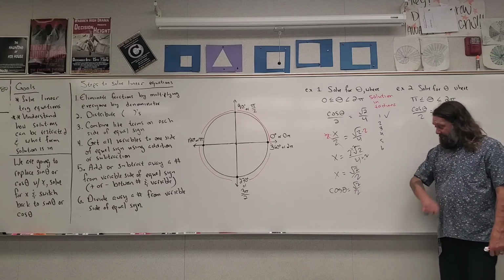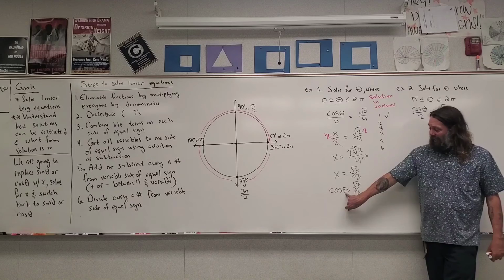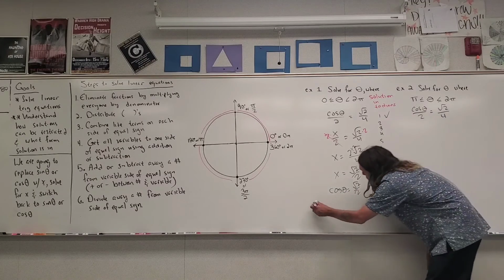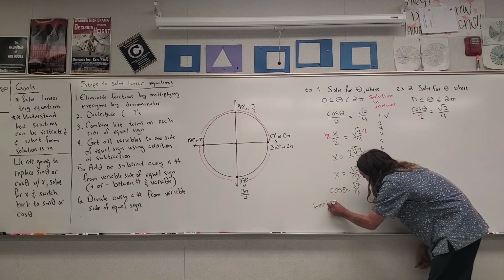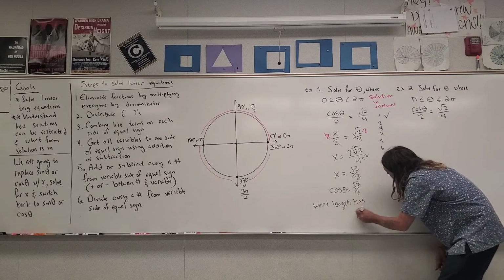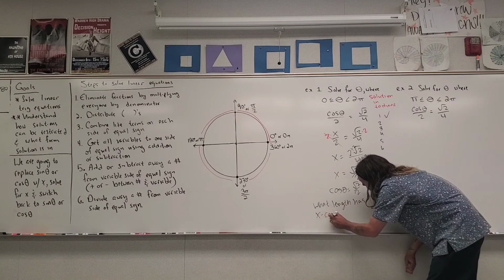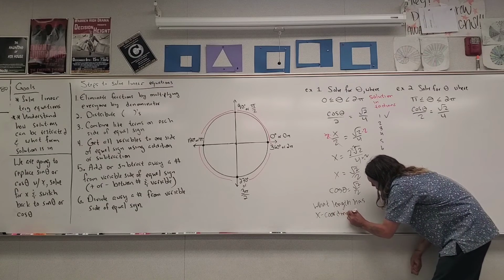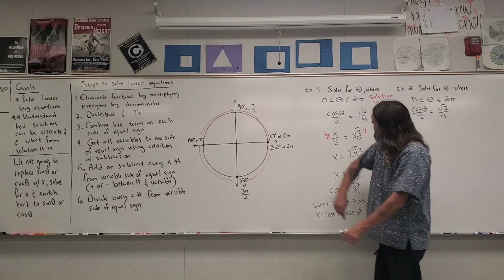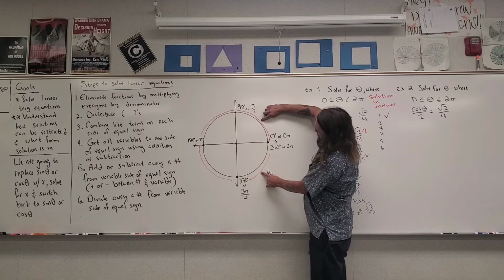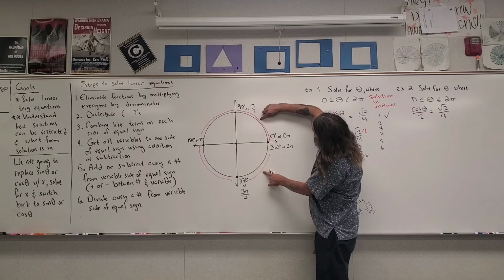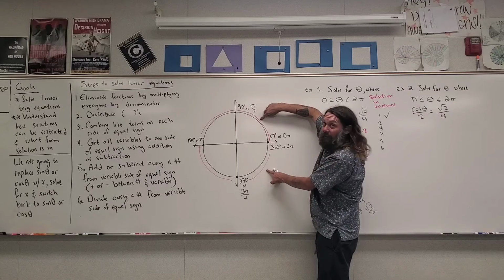So what this equation is asking us is what length has an x-coordinate of square root of 2 over 2? Well, there would be 2 locations that have that x-coordinate. Pi over 4 and 7 pi over 4 would have the x-coordinate.